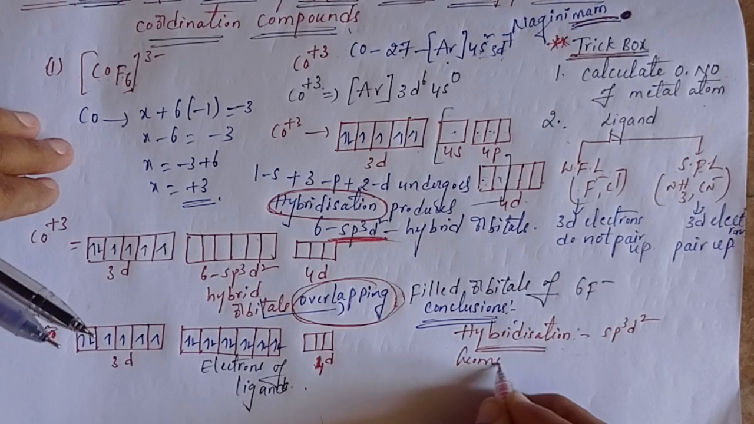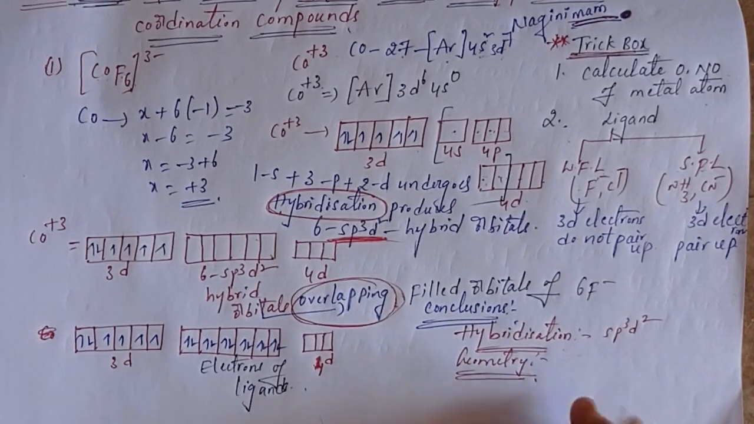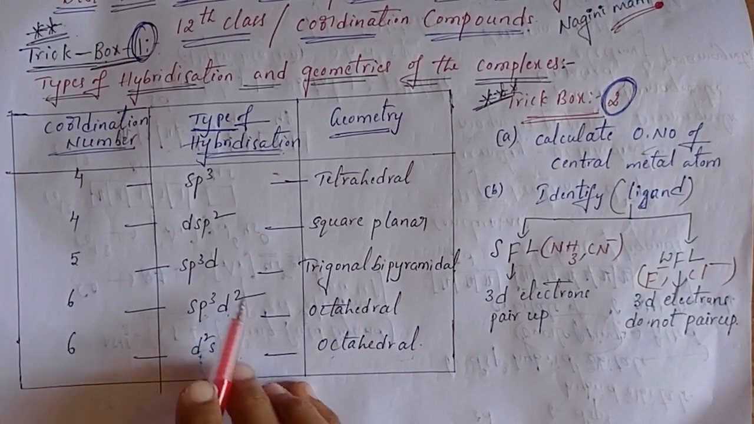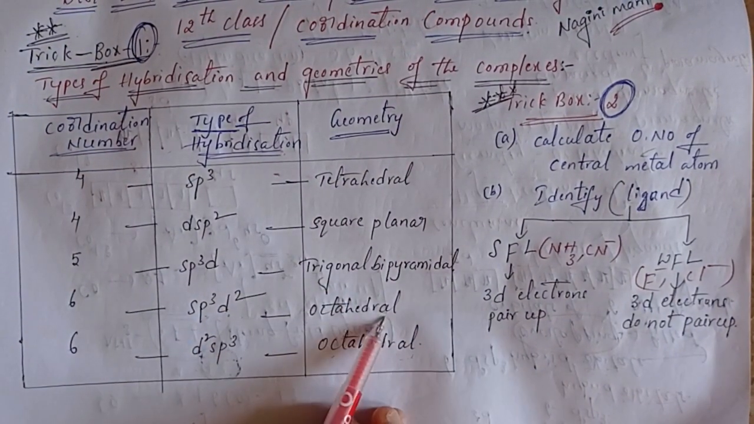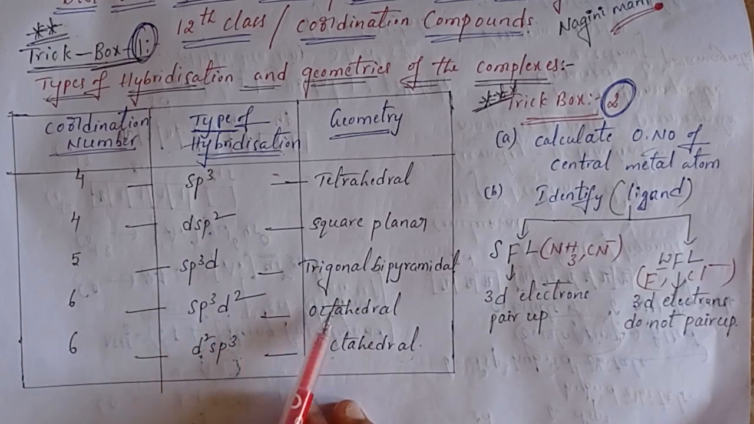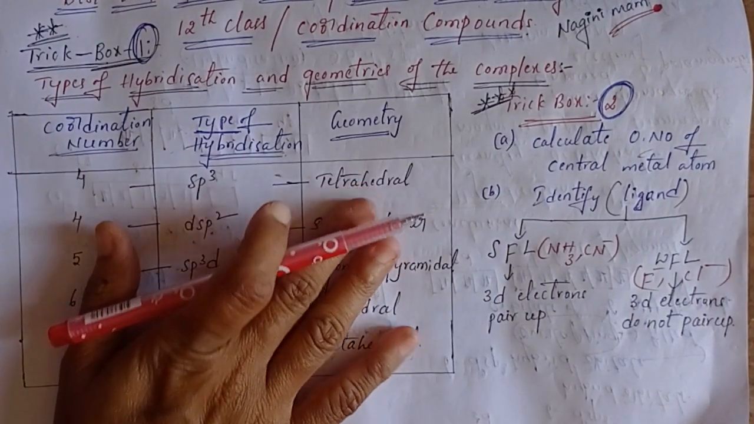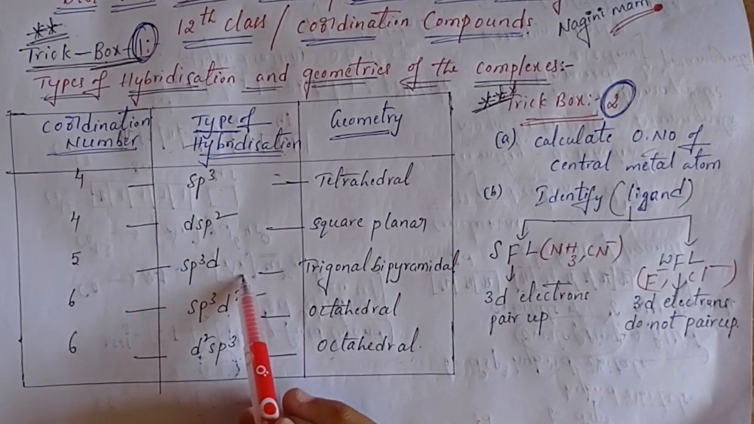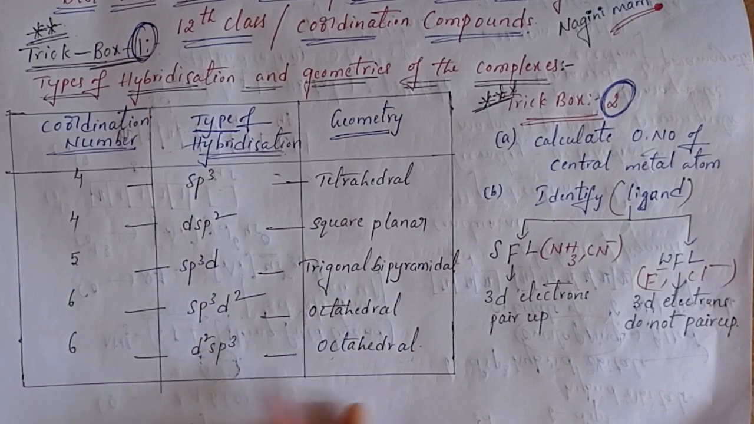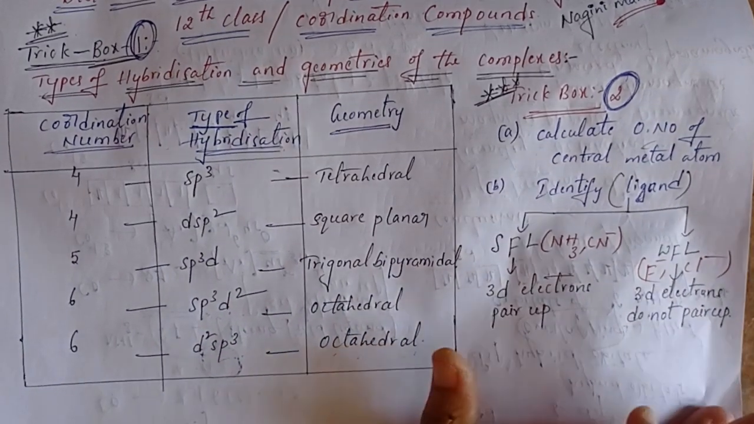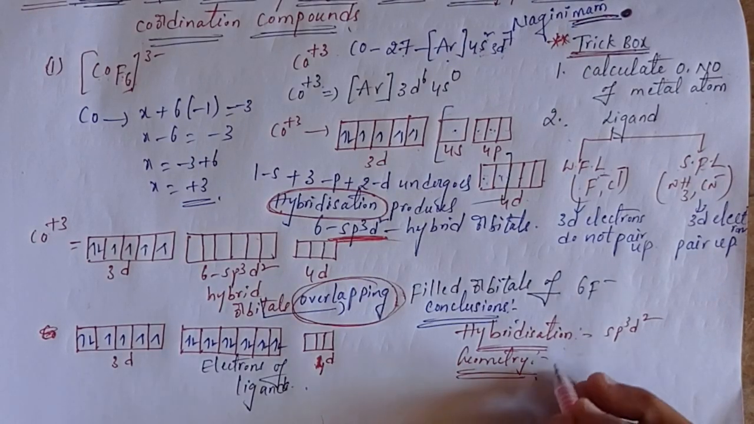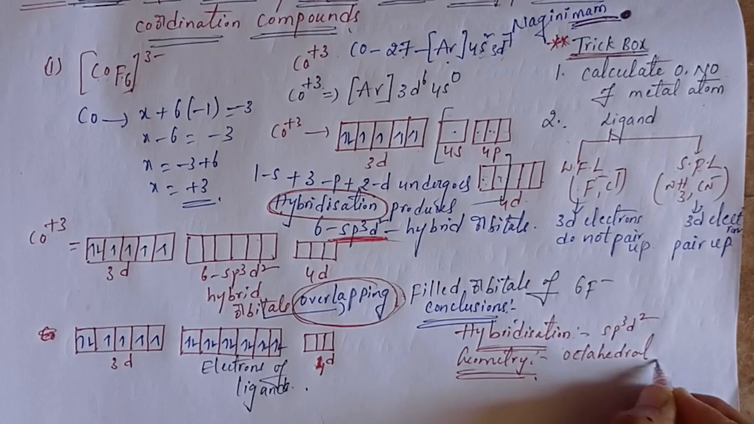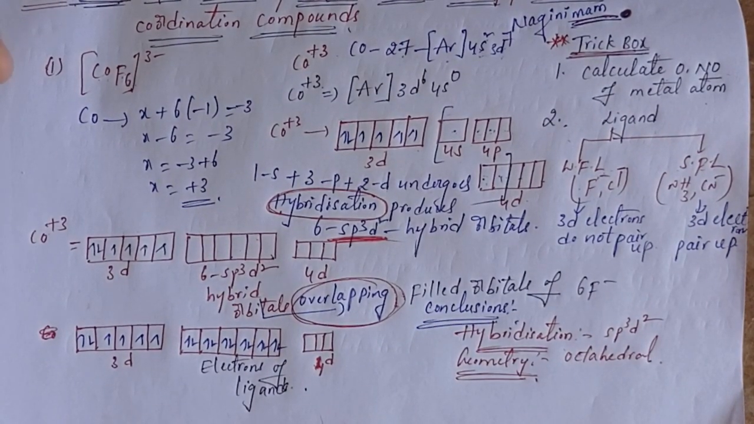What about the geometry, students? For sp3d2 hybridization, what is the geometry? Octahedral geometry. This trick box, you have to remember, students. sp3 means tetrahedral, dsp2 square planar, sp3d trigonal bipyramidal, sp3d2 or d2sp3 octahedral. Then you can easily understand. So sp3d2 means which geometry? Octahedral geometry. Clear? It is octahedral geometry.